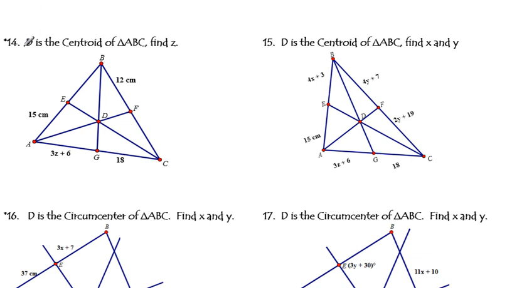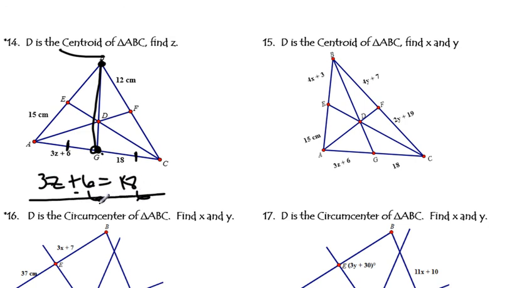Okay, number 14 says that D is the centroid of triangle ABC. A centroid connects 3 medians in a triangle. A median is a vertex to the opposite side at the opposite side's midpoint. So that means that AG is congruent to GC. So that means that 3z plus 6 is equal to 18. I'm going to subtract 6 from both sides of my equation, and I get 3z equals 12. Divide both sides by 3, I get z equals 4.